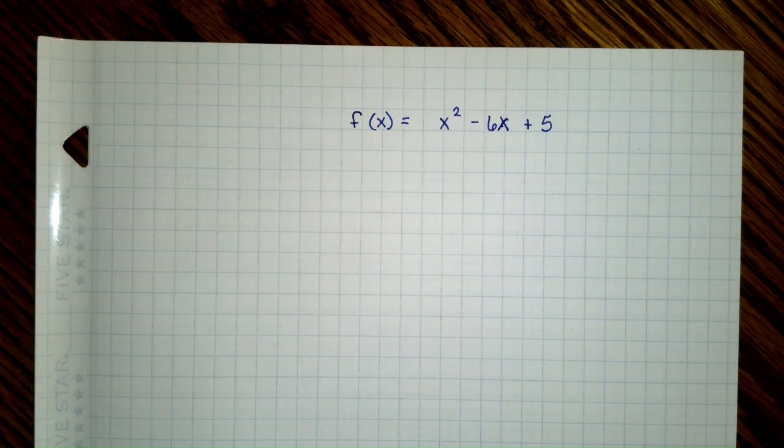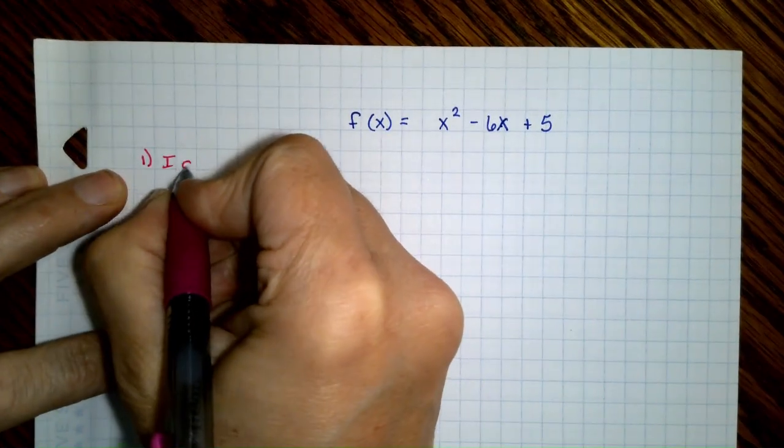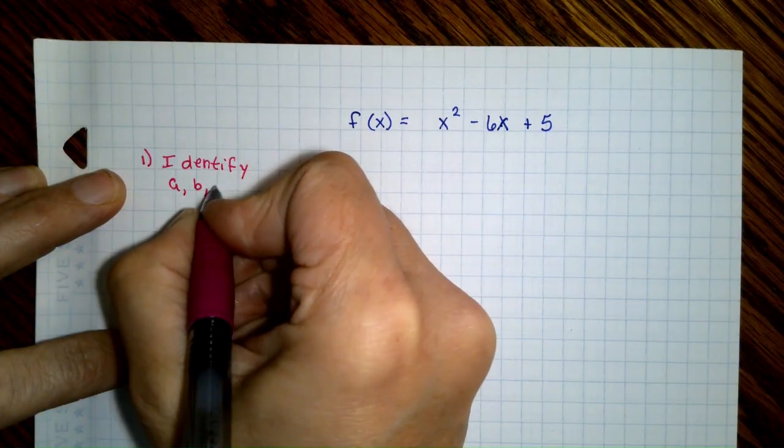Okay, here we have an example, f of x equals x squared minus 6x plus 5. I do find some people benefit a lot with this type by having some steps. So step 1, we're just going to identify a, b, and c.